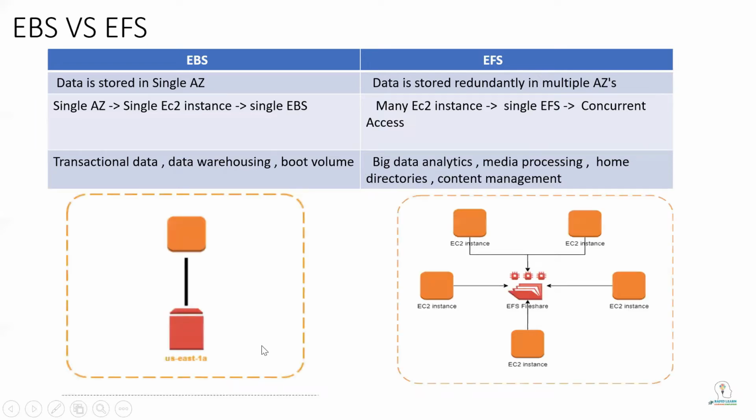Let's look into this diagram. As we discussed before, an EC2 instance is attached to one single EBS and it is in one single availability zone. That is for EBS. For EFS, multiple EC2 instances access the EFS file share and have concurrent access. Let's look into some sample questions.